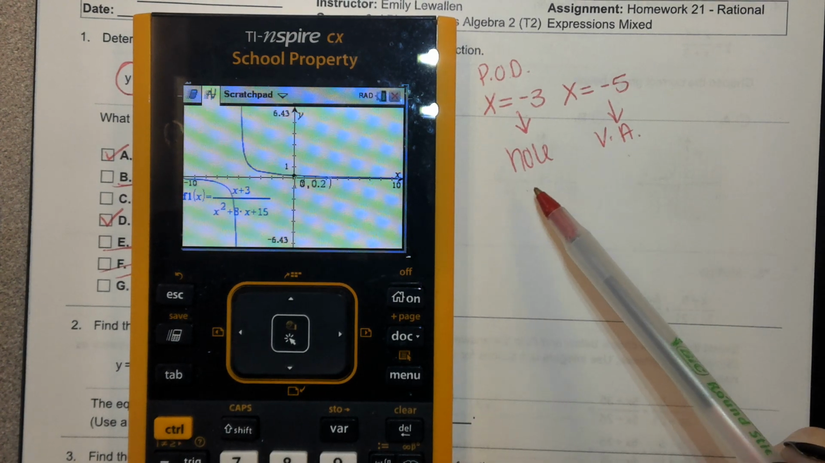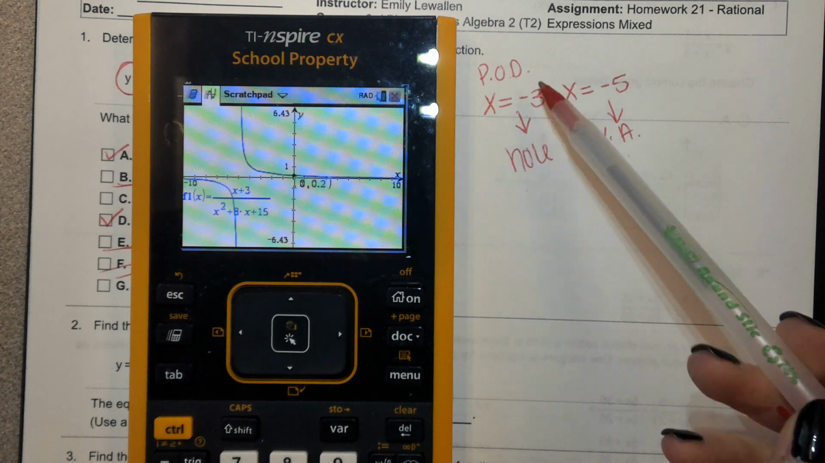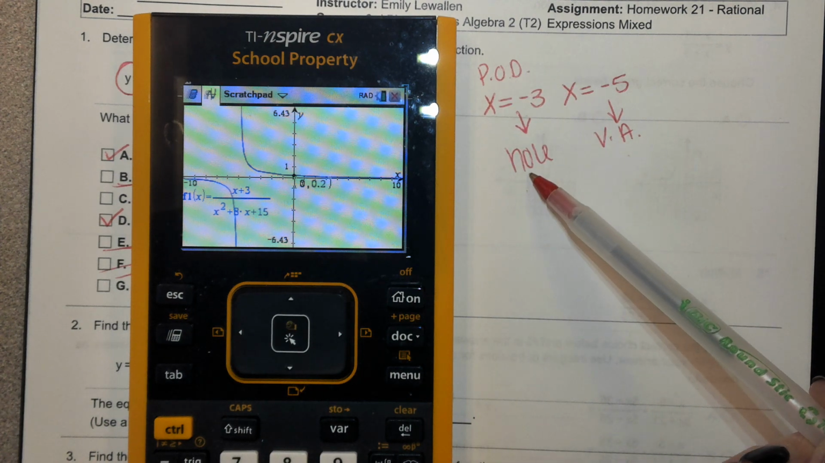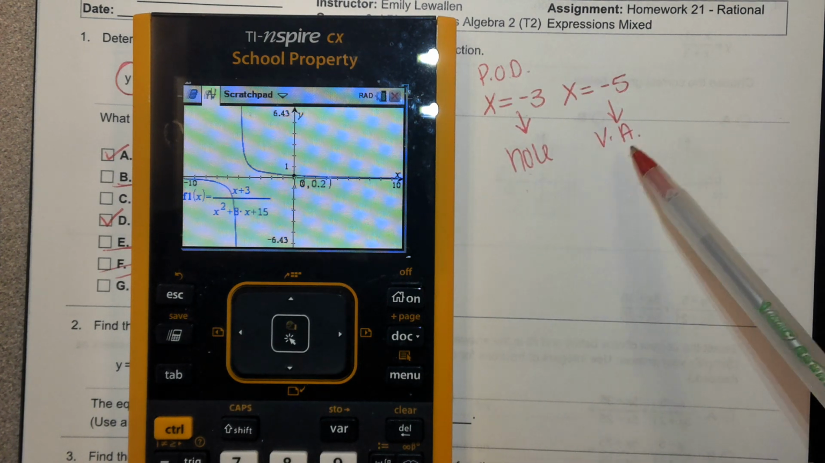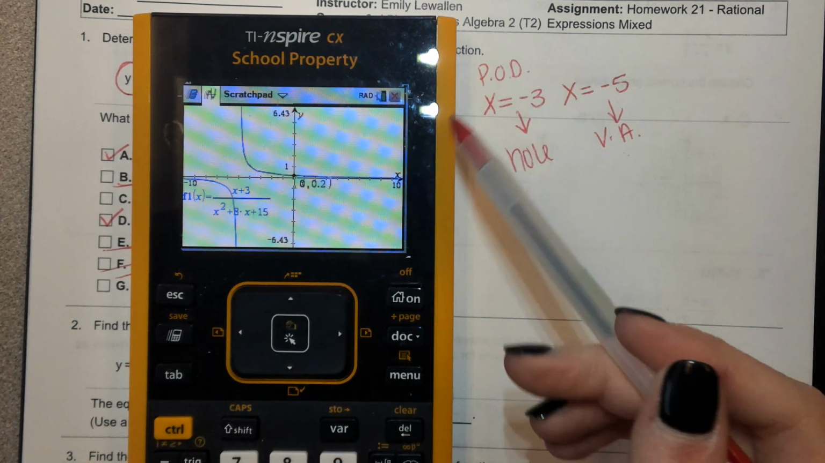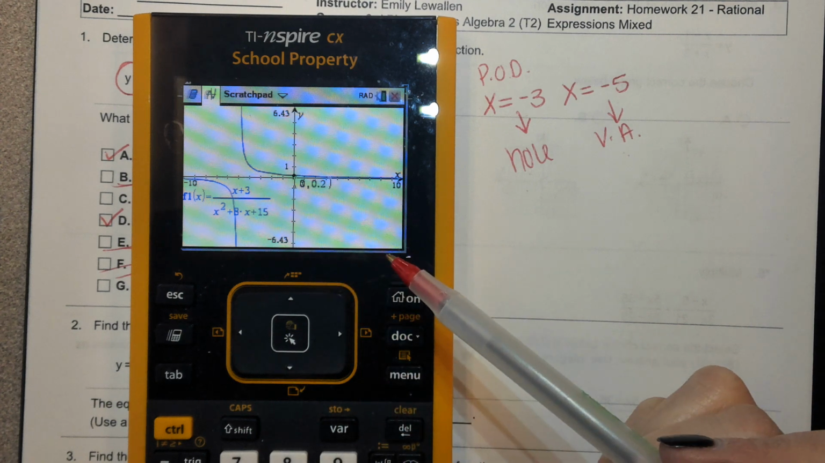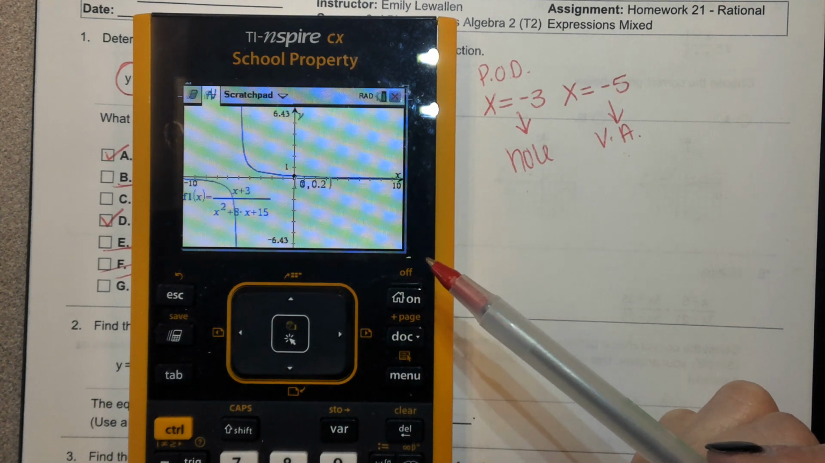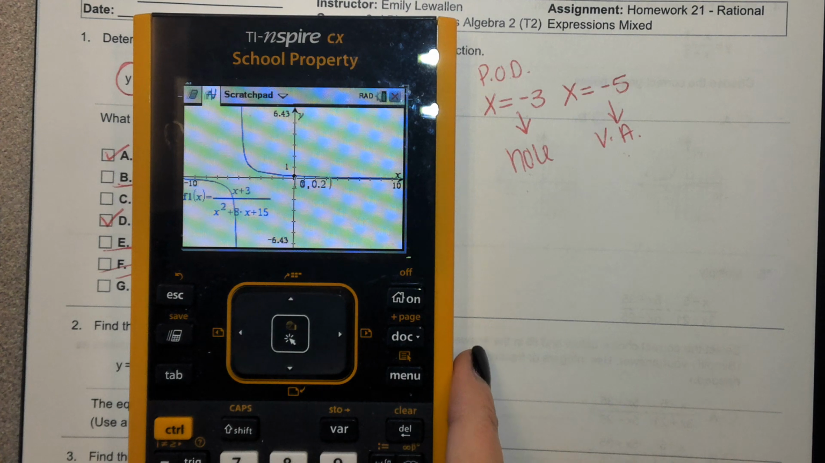Or nothing's happening there. It's just the regular graph. And so that's a good way to identify that this point is a hole in the graph and not a vertical asymptote. So if it's a vertical asymptote, you're not going to see anything there, okay? If there's a hole, it's just going to look like the graph is going on. But you just have to know we can't see that little missing piece.